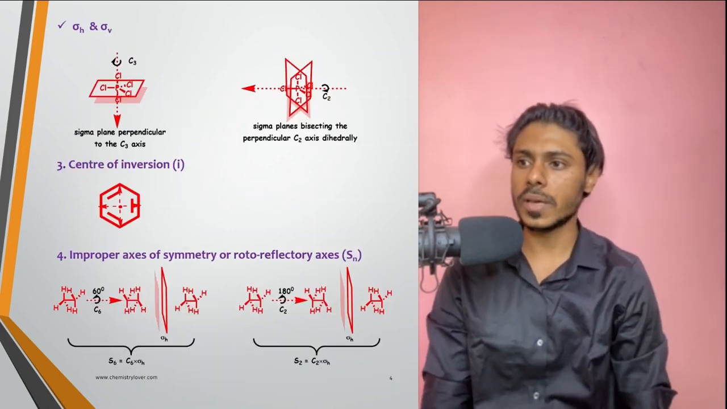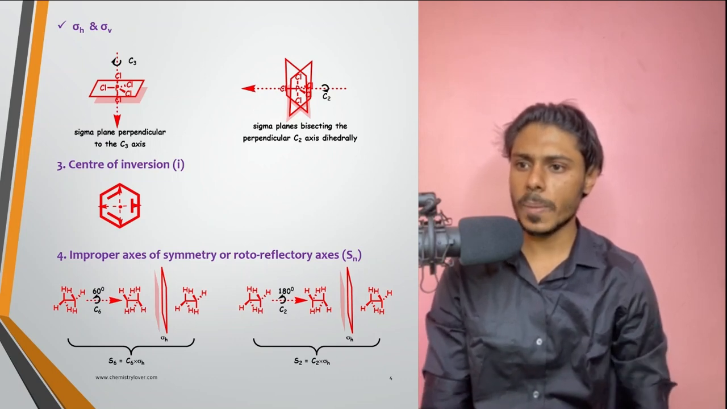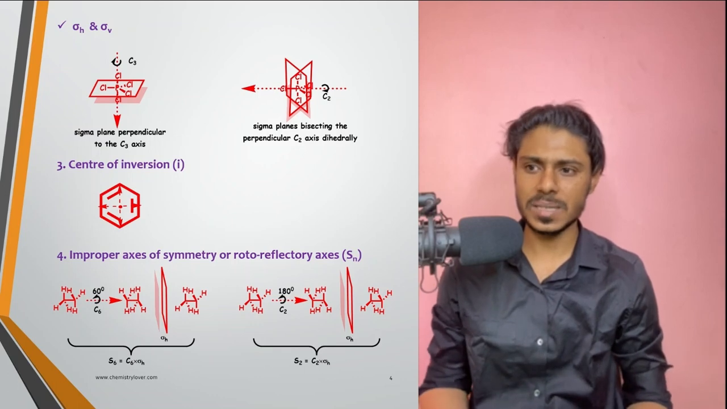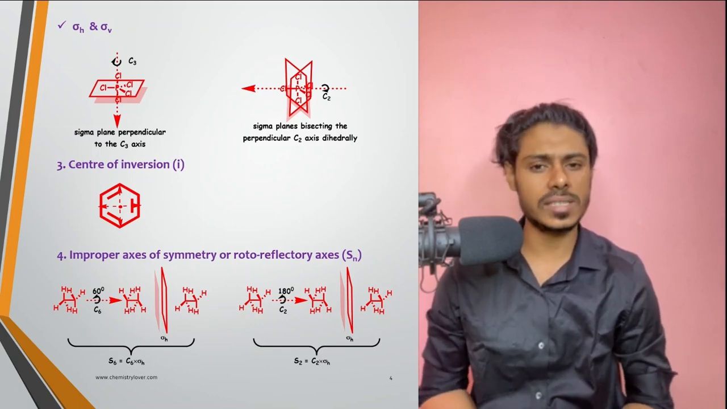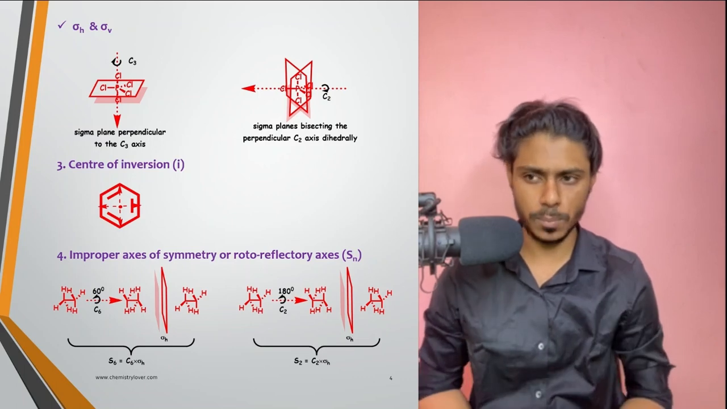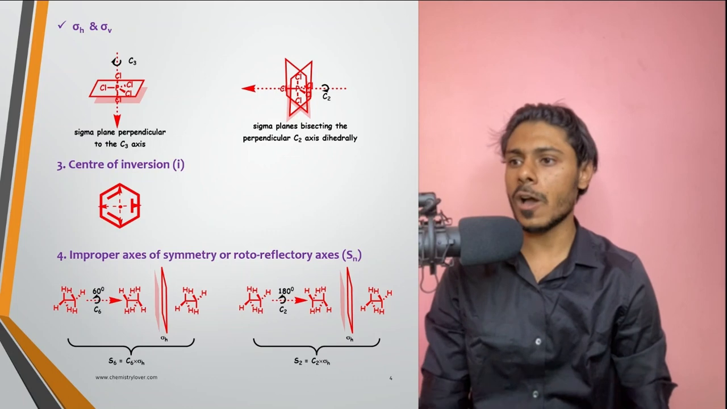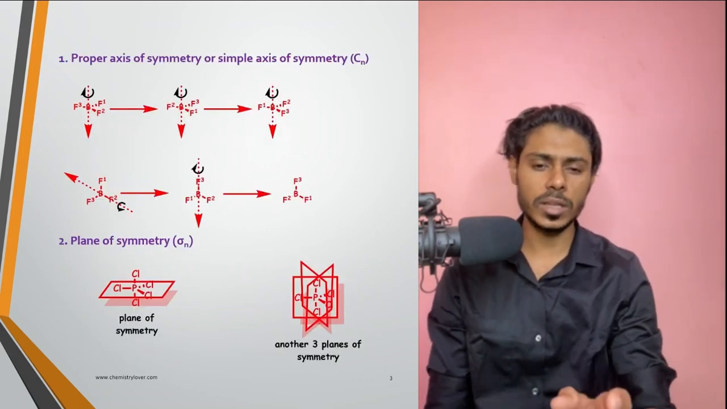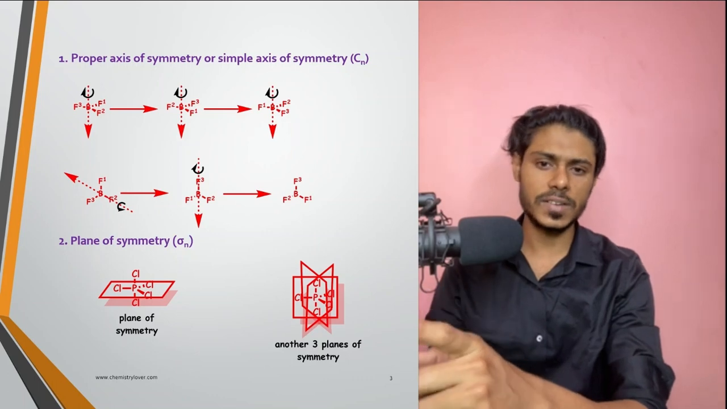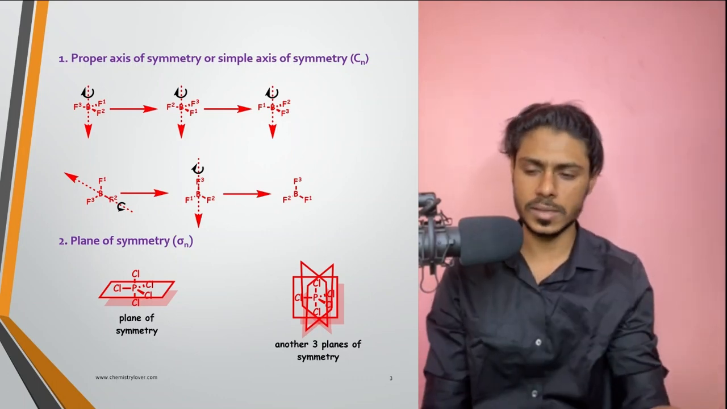So in the next slide we have shown that. Also, the sigma v planes are actually bisecting the perpendicular C2 axis. This is very important. They are bisecting the perpendicular C2 axis. And if you look at the BF3 molecule, in the BF3 molecule also these symmetry planes, sigma v and sigma h, are present. You can look very easily.